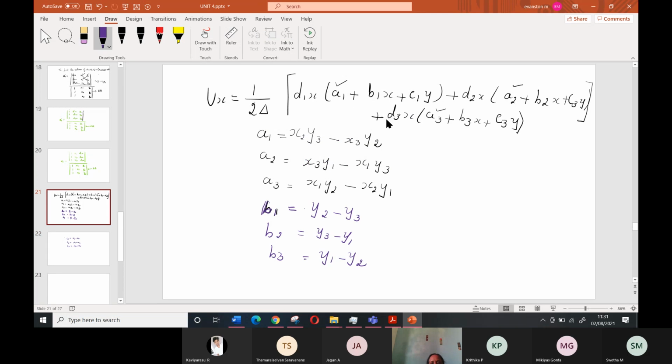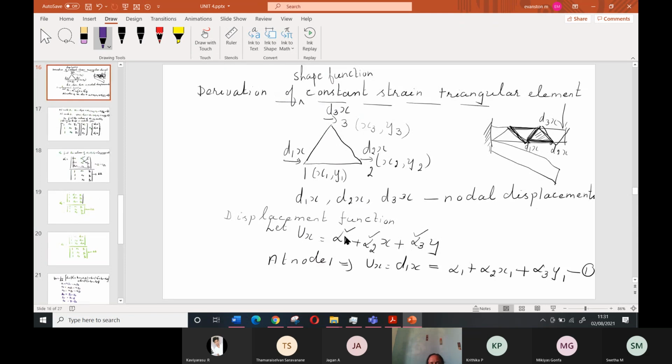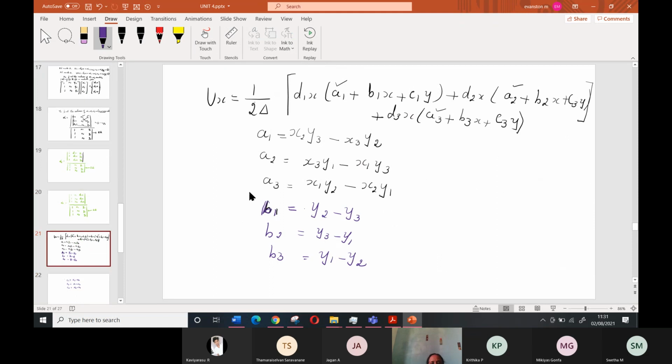a1 plus b1x, because you will have the value of whatever you substitute, alpha 1, alpha 2, alpha 3, and you will have a coefficient along with it. When I take this equation, this is alpha 1, there is no x value, alpha 2 x, and alpha 3 y. That's what I have put here. The coefficient of that one, and alpha 2x and alpha 3x. So each component will have d1x, and here also you will have d2x, like that I have put it.